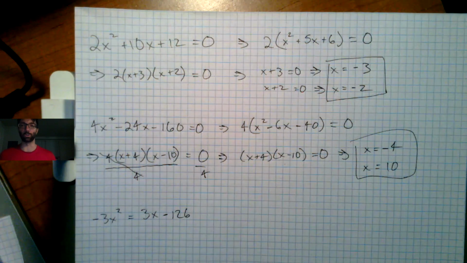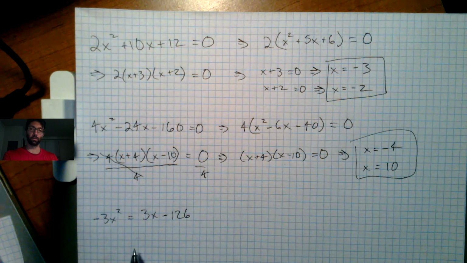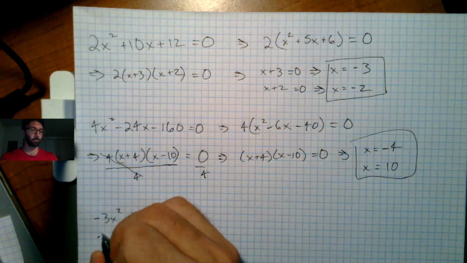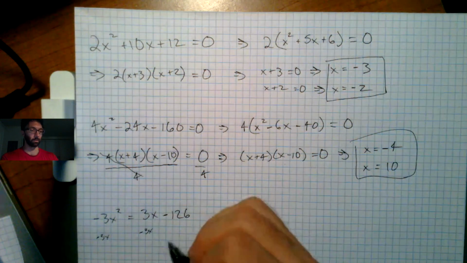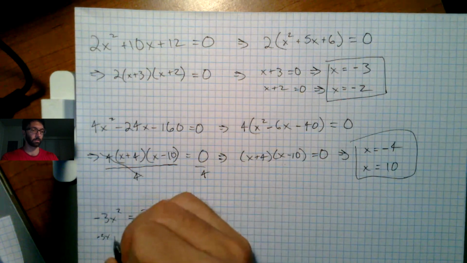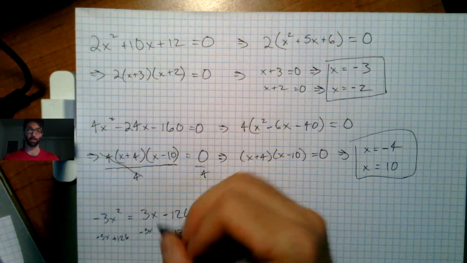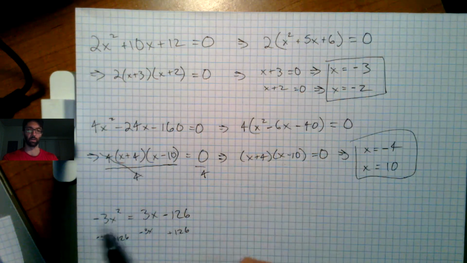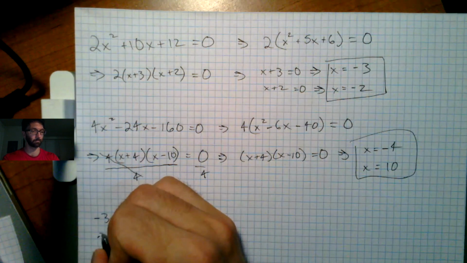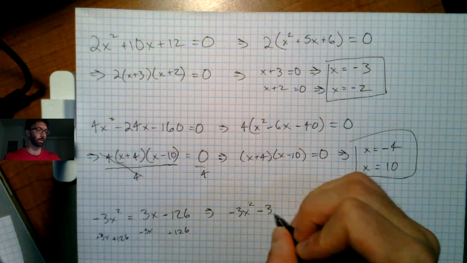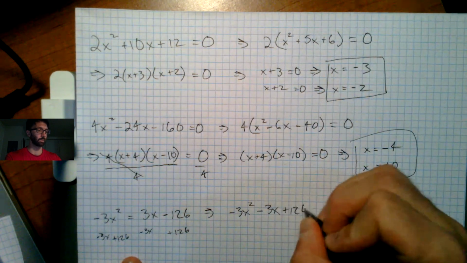Okay, so say you have a quadratic equation that looks like this. Well, then we can get this set equal to 0 by subtracting 3x from both sides, and then also adding 126 to both sides. So that'll cancel, and I'm just left with 0 on the right side, and then I'll have all this stuff on the left side here. And so I'm going to get negative 3x squared minus 3x plus 126 equals 0.